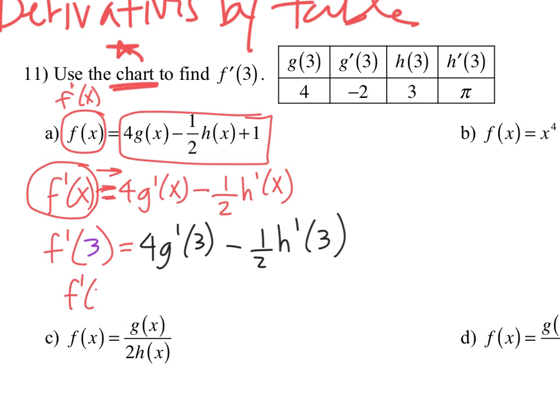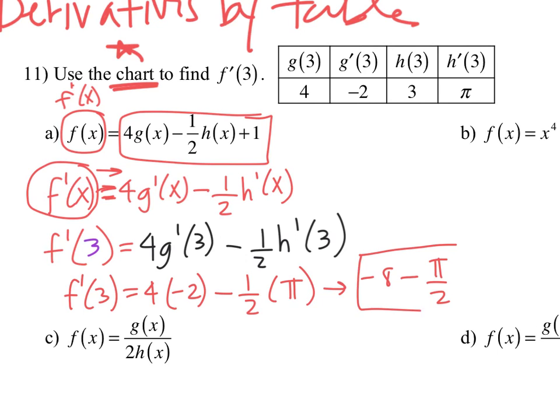So f prime of 3 is equal to 4 times negative 2 minus 1/2 times pi, or negative 8 minus pi over 2. Negative 8 minus pi over 2. That's f prime of 3. Let's do the next one.